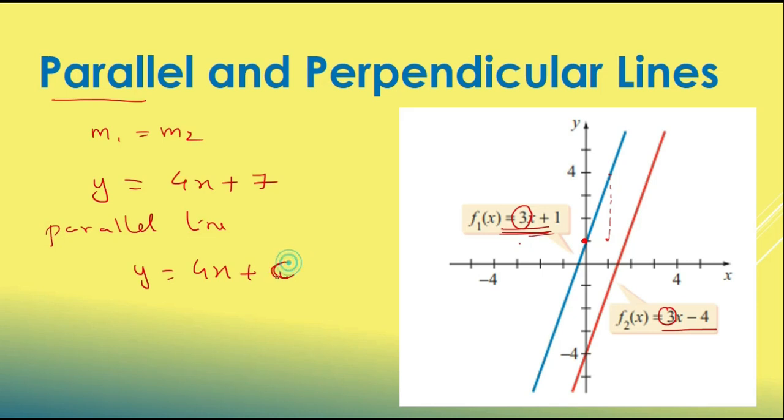So to find the y-intercept, I need one more piece of information. What is the point through which the line is passing? I want one more point, then I can find the complete equation of this straight line by identifying the c value. Is that clear? So when two lines are parallel, they change only in y-intercept. Slopes are the same.